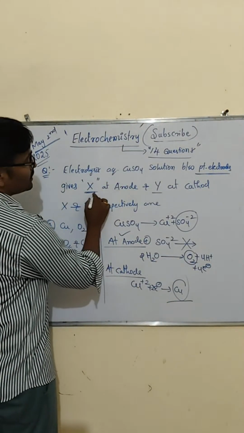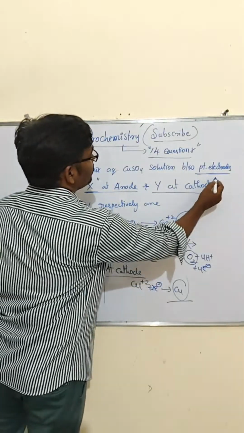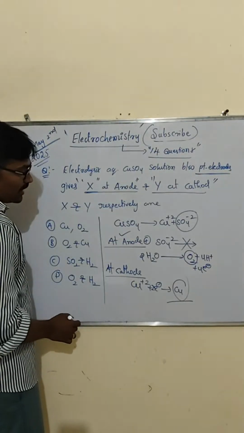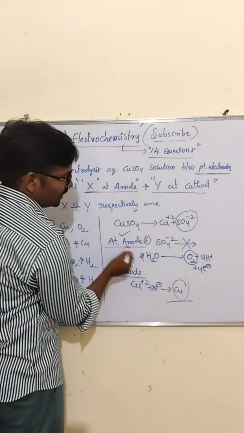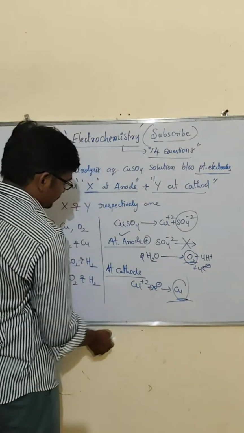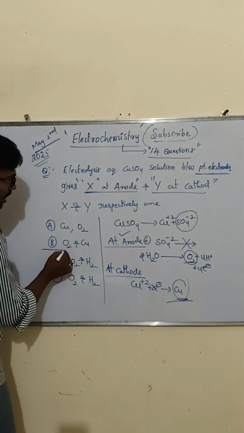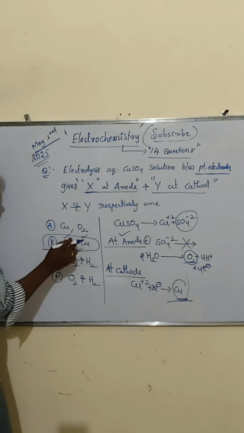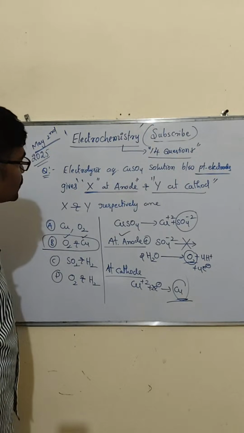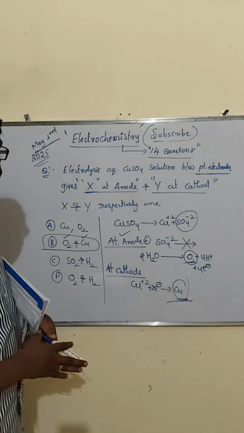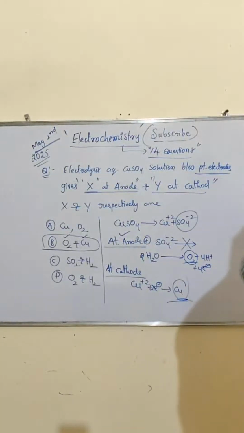X at anode, Y at cathode. Remember X at anode. At the anode, what formed? Oxygen. At the cathode, what formed? Copper. So oxygen and copper is the answer, not copper and oxygen. Clear, my dear students? Understand all of you? Yes, note down the question. Then next question we'll discuss.